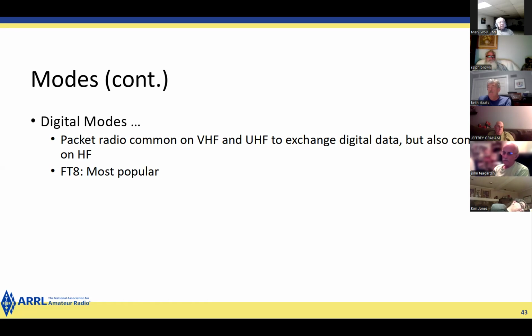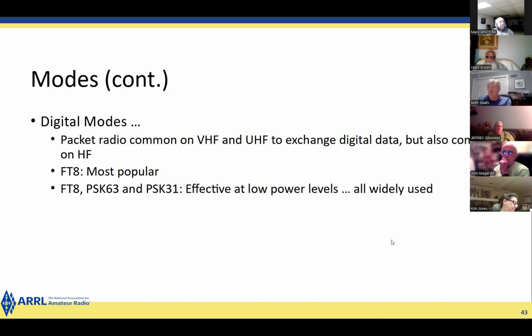FT8 is an entirely different thing, separate from our discussions here. It's something you have to get into on your own, but it's something you need to explore. So you've got FT8, PSK63, and PSK31.